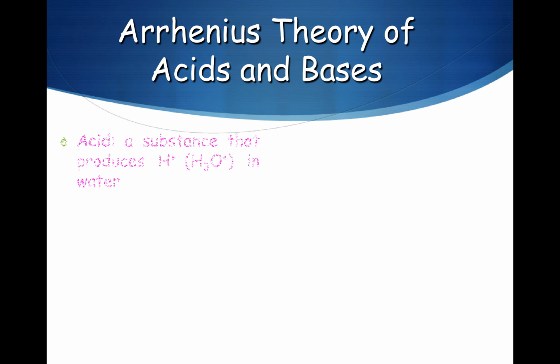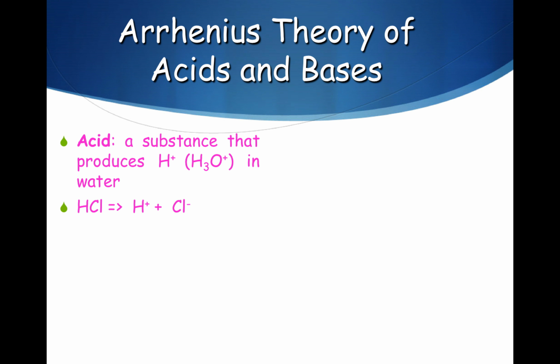According to Arrhenius, an acid is a substance that produces hydrogen ion in water. Remember that as soon as the hydrogen ion is formed, it combines with water to produce the hydronium ion. Arrhenius did not know about the hydronium ion, but his theory is still a good one. An acid is a substance that produces hydrogen ion in water.